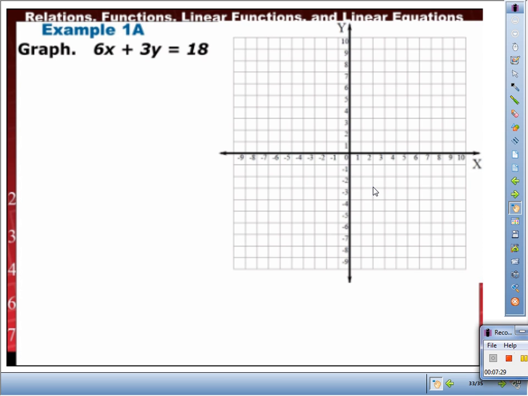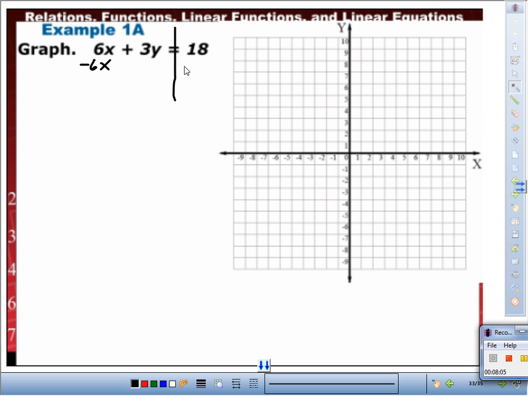First step, we need to solve for y. Tell your neighbor what I just said. So, right now it's in standard form, isn't it? Yes, so I need to solve for y. I need to leave y by itself, so I subtract 6x, so I end up with 3y equals negative 6x plus 18.